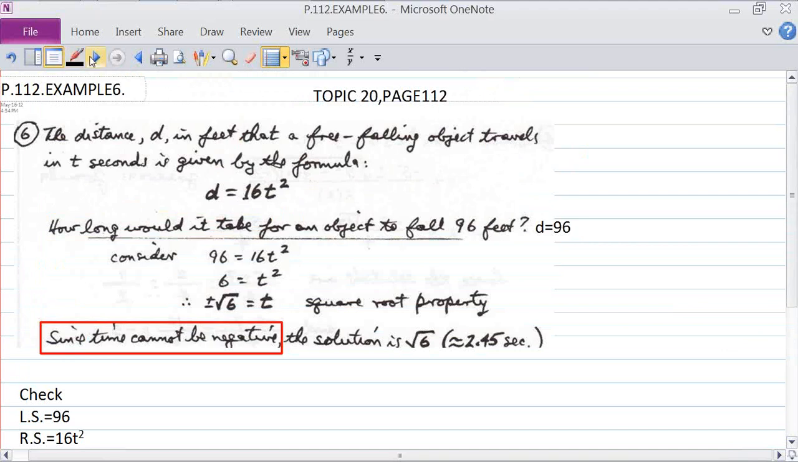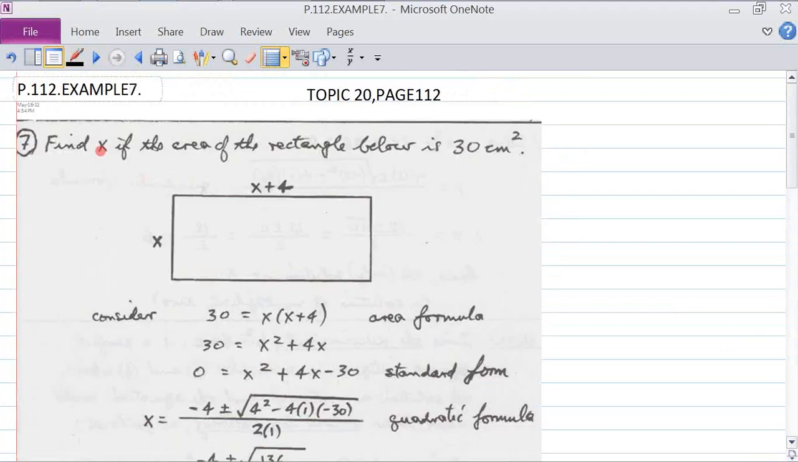Now, if we go to the next problem, example 7, find x if the area of the rectangle below is 30 centimeters squared. So here we have, doesn't matter which we call the width, we call this the width, this the length. It doesn't matter because we're going to multiply these two together. And so it doesn't matter whether we multiply x times x plus 4, or we multiply x plus 4 times x. So the area is equal to the length times the width. The order doesn't matter.